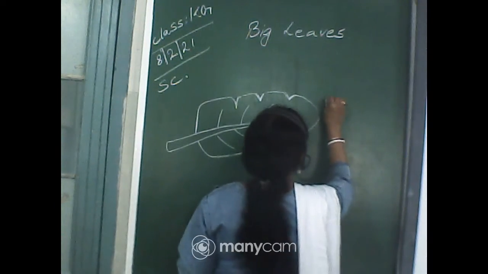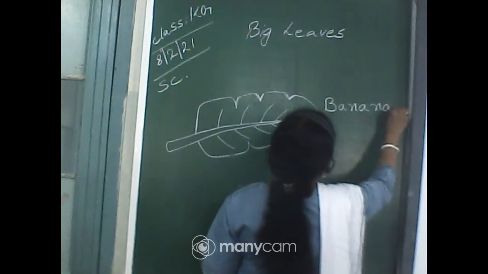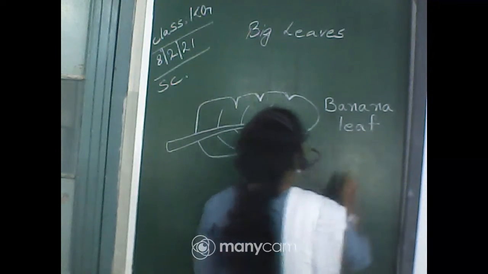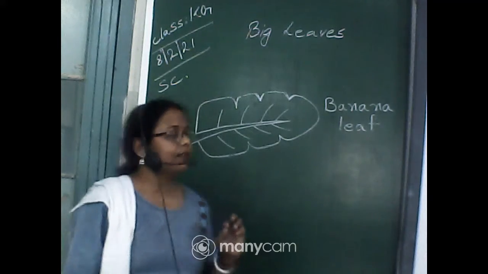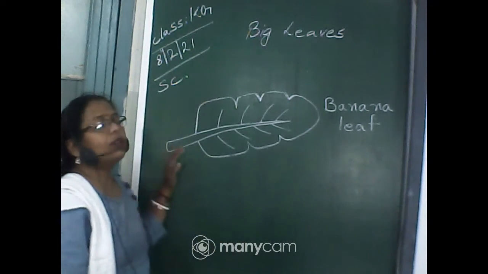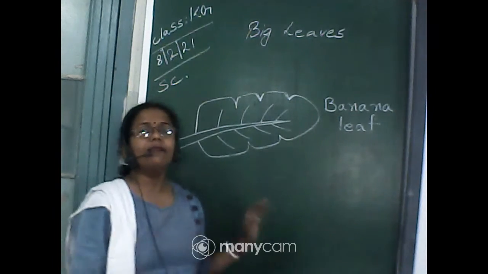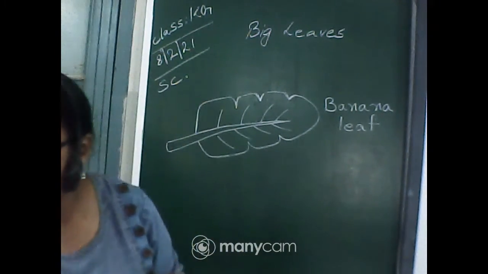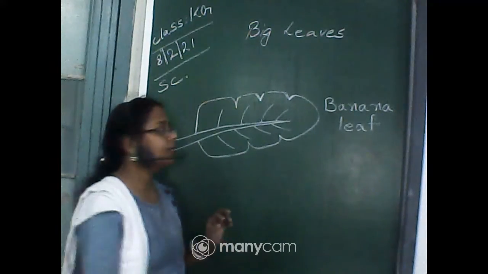And what will we write? We will write over here the name of the leaf, banana leaf. Because it is only one, we are writing leaf, L-E-A-F. If I would have drawn two, then I would have written leaves, L-E-A-V-E-S. Okay, now let us draw the next one, and that is coconut leaf.